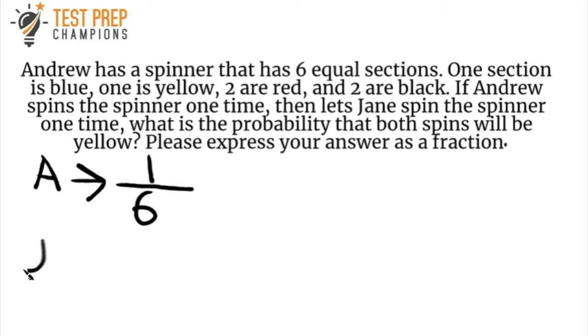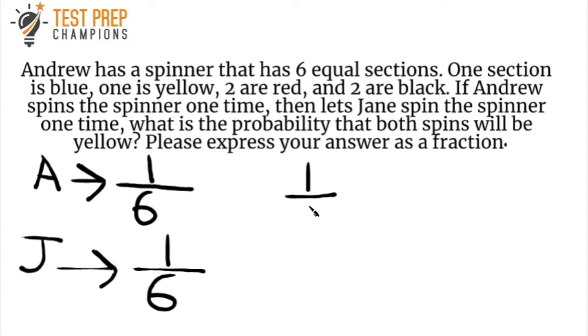And for Jane, it's going to be the same thing, right? So again, for Jane, what's the probability that Jane gets yellow? Well, there's one chance to get a yellow because there's one yellow space on the spinner, and there are 6 equal sections of the spinner. So again, the probability that Jane gets a yellow is 1/6. And now what we're going to do is we're going to multiply these probabilities together. And so we do 1/6 times 1/6.